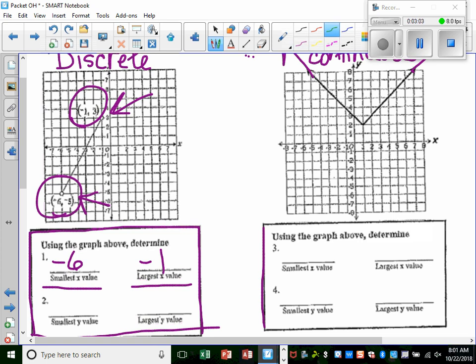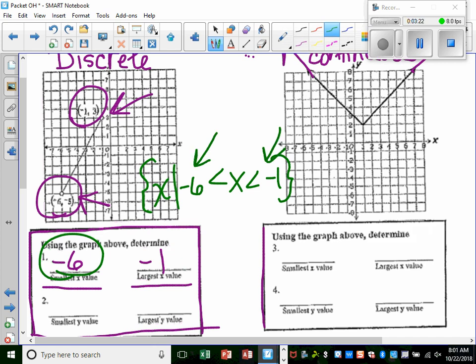So when I put this in set builder notation, I start with my smaller number. I'm going to say x such that, because we're dealing with our domains first, -6 is less than x is less than -1. And again, your smallest number is first, and your larger number is next. Okay, same like we wrote set builder for our inequalities. Now, the reason why I didn't do less than or equal, because remember we always use less than symbols when we're doing between two numbers, is because these dots are open.